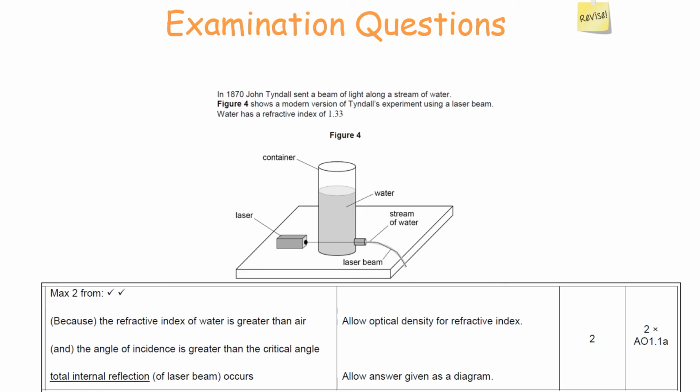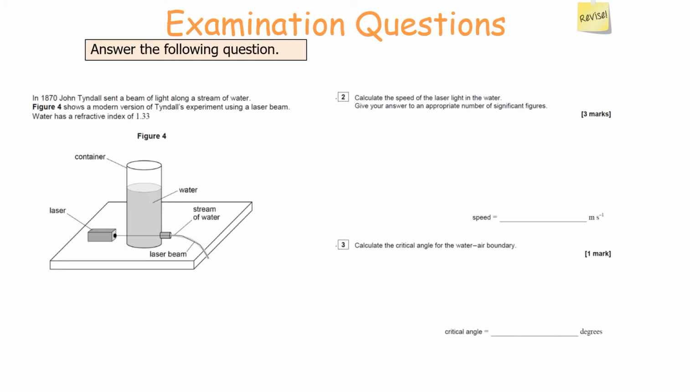So you could say that the refractive index of water is greater than air, because that's actually a condition of total internal reflection, that to get that occurring, the refractive index of the material which carries out total internal reflection must be greater than that of the refractive index around it. Or you could say that the angle of incidence is greater than the critical angle, because that's the other condition which would allow for total internal reflection. Let's have a look at the next question.